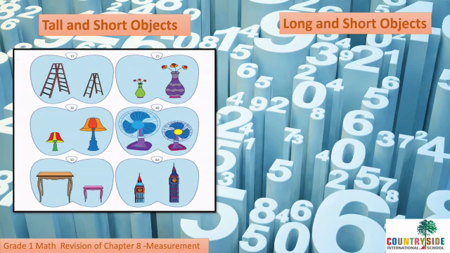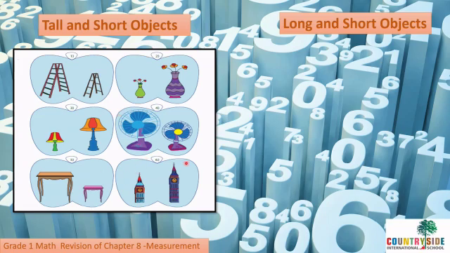These are ladders, then flower vase, table lamp. One table lamp is tall, one is short. Fan. One fan is tall, one fan is short. This table is tall, this table is short. So these are some different tall and short objects.